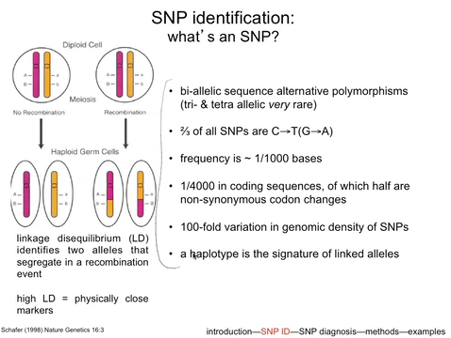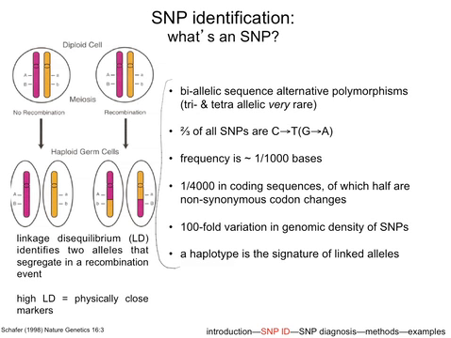The frequency is low, and it's even lower in coding sequences, which is pretty interesting given that the coding sequences themselves make up a relatively small proportion of all of the DNA. Most of those are non-synonymous codon changes, or over half. There's a large variation in the number of SNPs across the genome, and I have a slide to show you in just a moment after that.